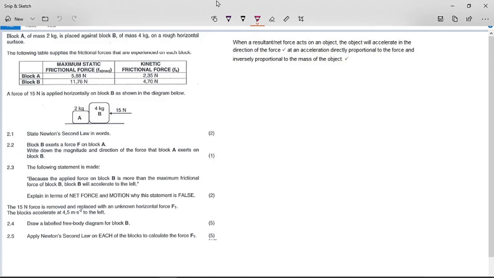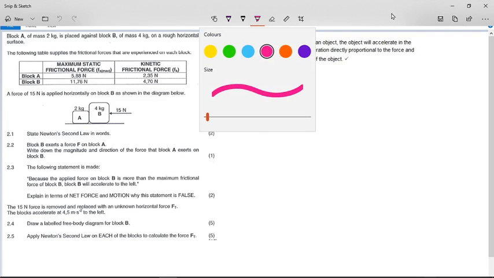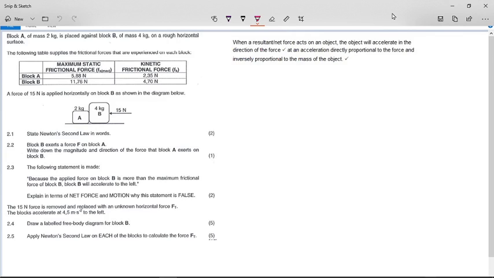Okay, let's look at this question. It's the Mpumalanga 2020 trial paper question on Newton's laws. It says block A of mass 2 kilograms is placed against block B, mass 4 kilograms, on a rough horizontal surface. So here are our two blocks over here. The following table supplies the frictional forces that are experienced on each block. So we've got static friction over here and kinetic friction over here.